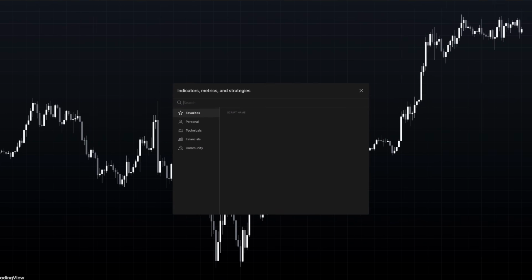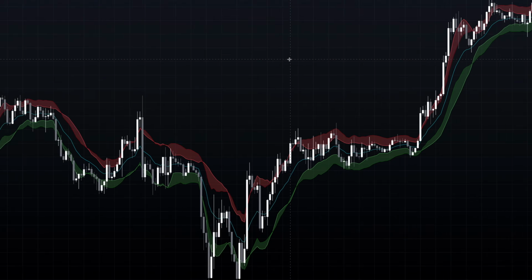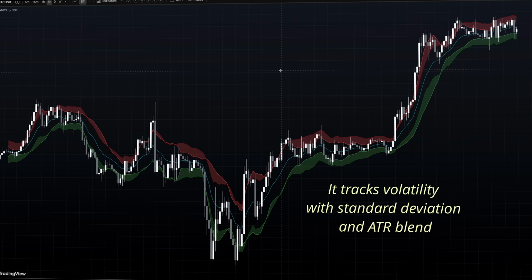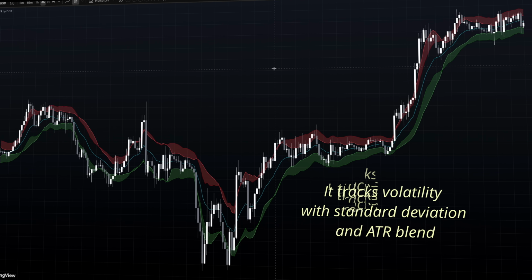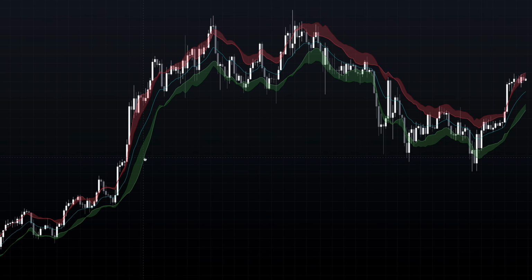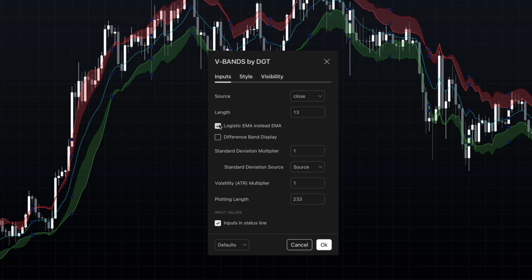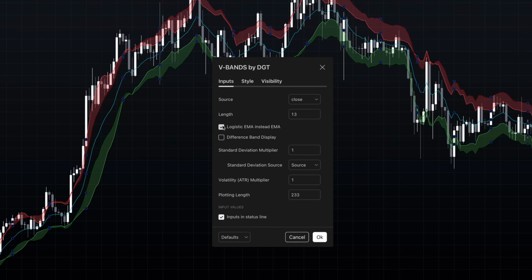Volatility Bands by DGT is a TradingView overlay indicator that measures and visualizes market volatility using a combination of standard deviation and average true range calculations. It builds on ideas from Bollinger Bands and Keltner channels, plotting dynamic bands around an exponential moving average or a logistic EMA depending on user preference.